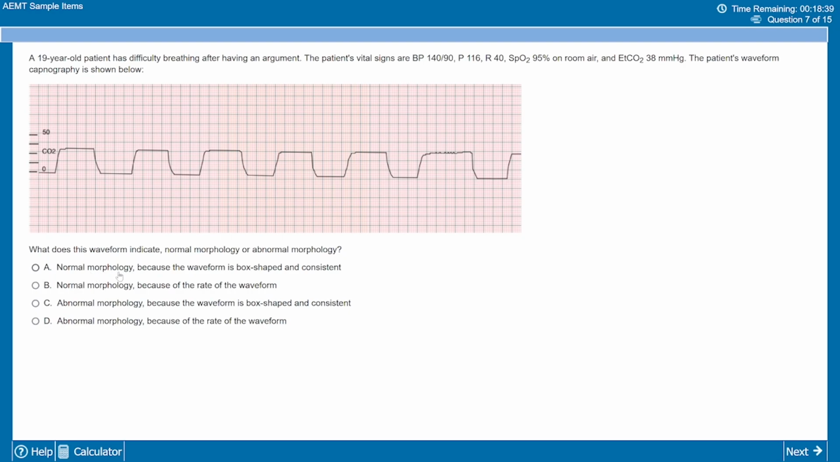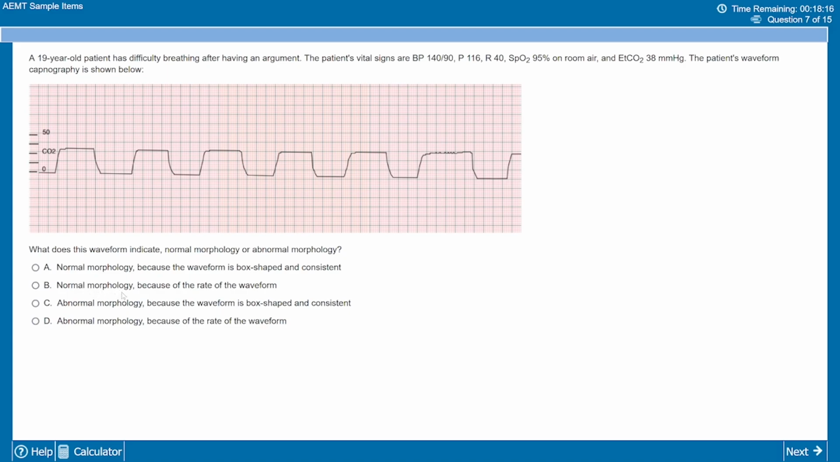So there is normal morphology because the waveform is box-shaped and consistent. Now it is box-shaped and consistent, so we do like that, right? But we need to continue on with this question. Read every answer choice. Don't just pick the first answer choice, because if I read this, I would probably click it, move on, and go from there. But I believe that that's actually incorrect.